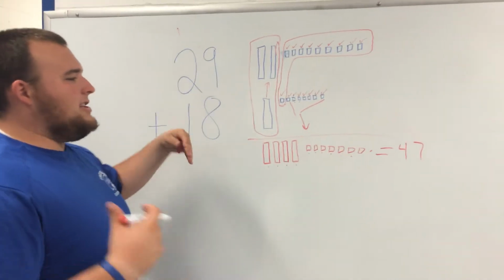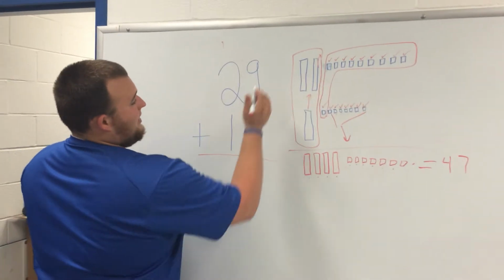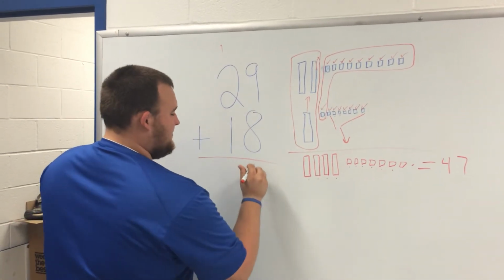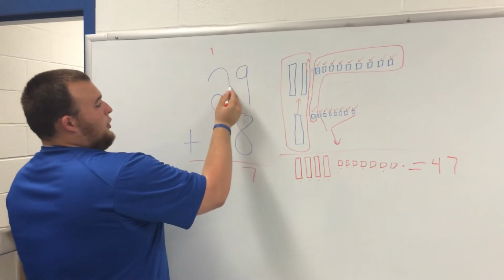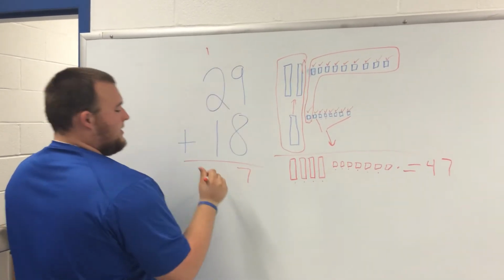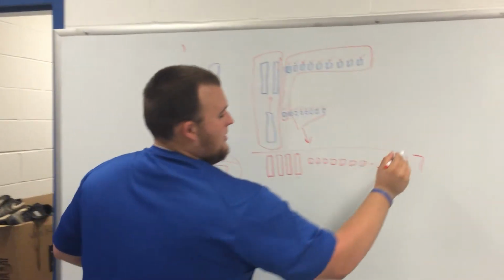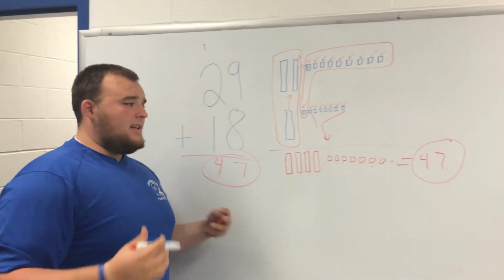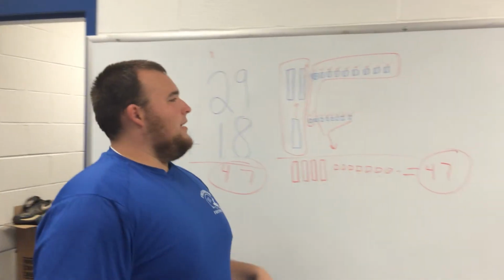Now, let's go back and check our work here. So we go back: 9 plus 8 is 17. Carry that 1 up top. 2 plus 1 plus 1 is 4. Bingo.